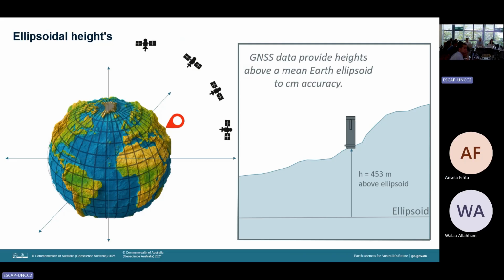For heights, GNSS relies on a mathematical surface called the ellipsoid, which is a very smooth, regular shape resembling a slightly squashed sphere, which approximates the shape of the Earth. This ellipsoid gives us what we call ellipsoidal heights, or geometric heights, which are unrelated to the gravity field.